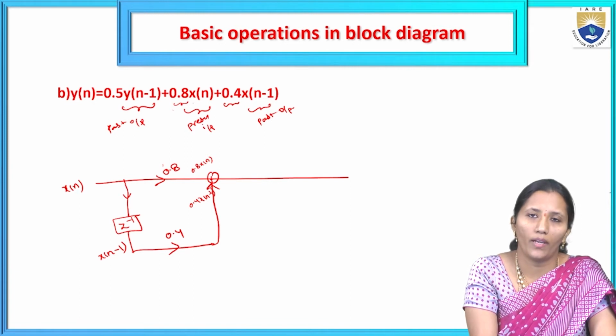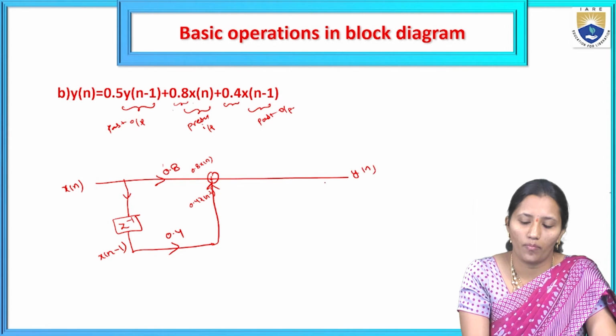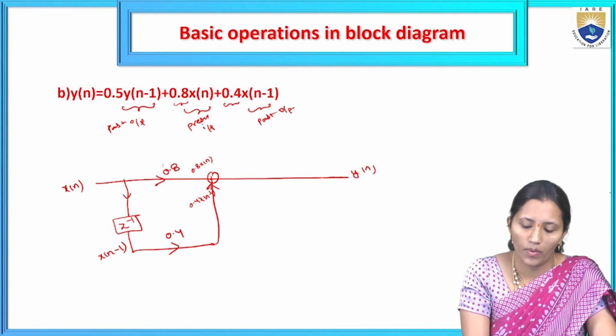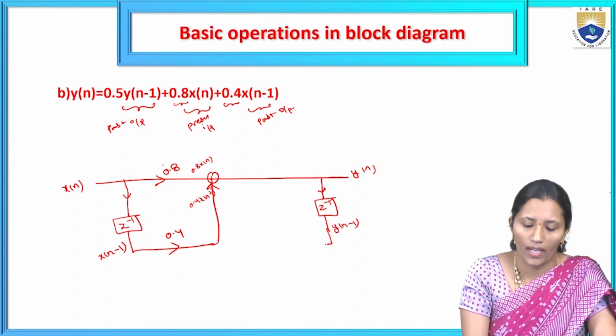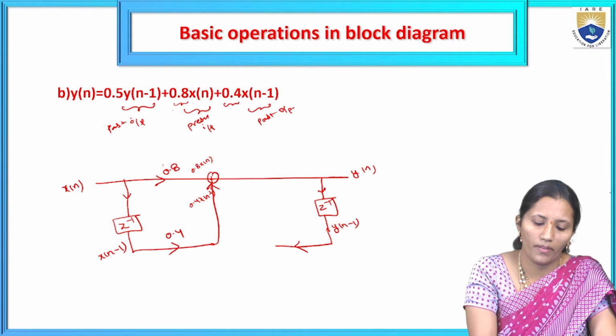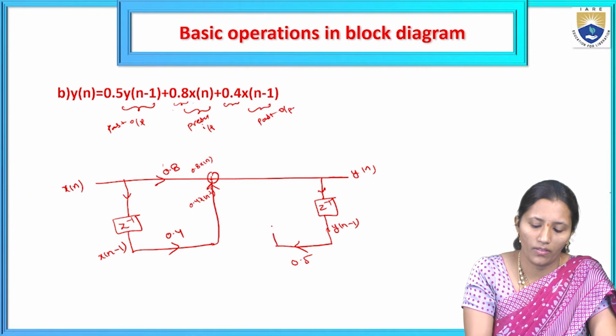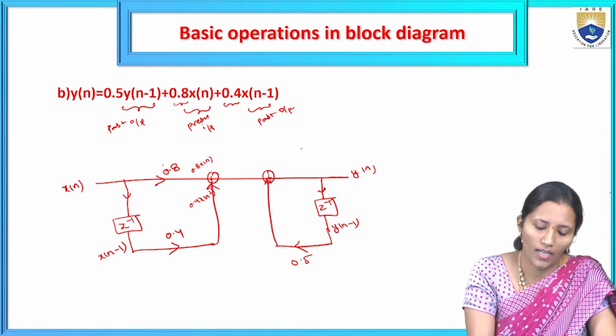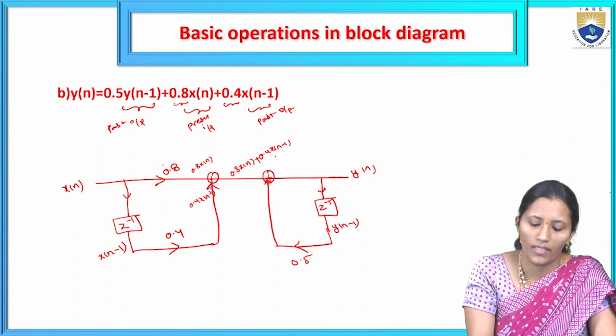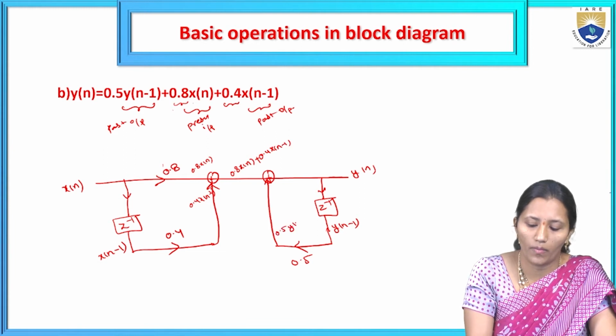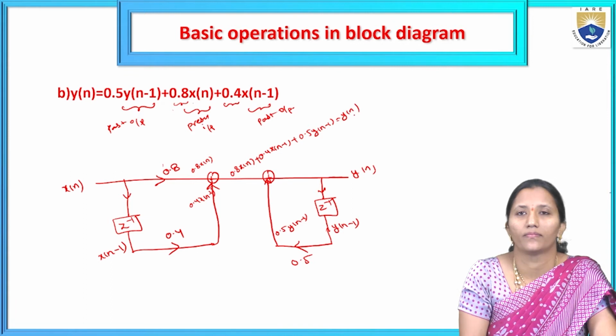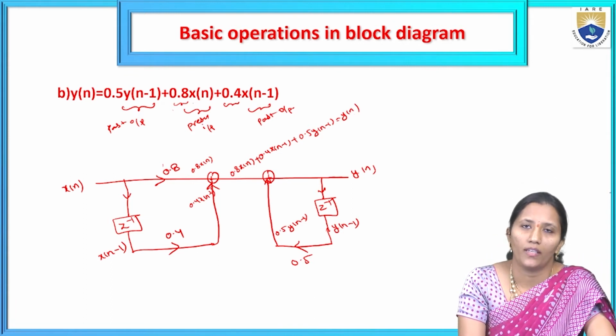Another term is 0.5 y of n minus 1. So this is depending on the past output, the feedback that is coming from y of n. To get the y of n minus 1, we give it to the one delay element, so we get y of n minus 1. The scalar multiplier for that one is 0.5, and this is given to the adder. So 0.8 x of n plus 0.4 x of n minus 1 is added with the product 0.5 y of n minus 1. This will be added to give y of n. Okay, so this is the block diagram representation of the difference equation.